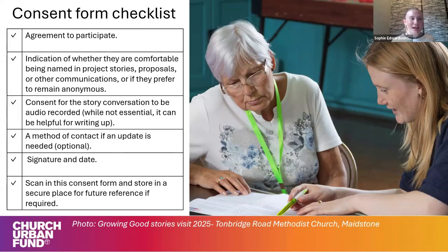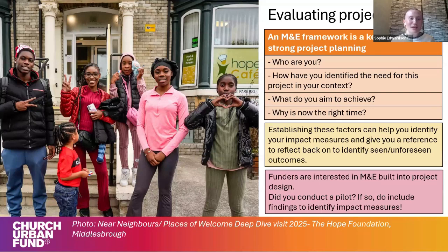And then just noting some evaluating project impact reminders. I'll go really quickly through these ones, but just as some final reminders, an M&E framework is a key part of strong project planning, considerations of who you are as an organisation, as a church, as a community project, how you've identified the need for your project in this context, what you aim to achieve, and why now is the right time. And establishing these factors can help you identify those key impact measures and give you a reference to reflect back on to identify any seen and unforeseen outcomes.